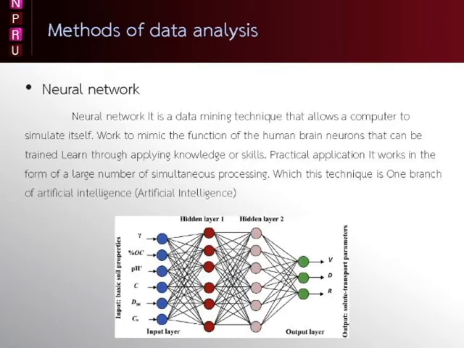And the last technique is neural network. A neural network is a data mining technique that allows a computer to simulate itself to mimic the function of human brain neurons. Thus it can be trained to learn, acquiring knowledge or skills. Practical application works in the form of a large number of simultaneous processing. This technique is one branch of artificial intelligence.